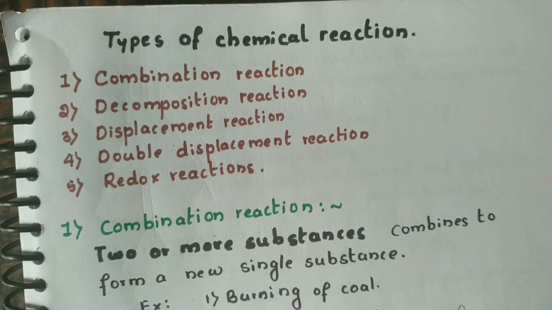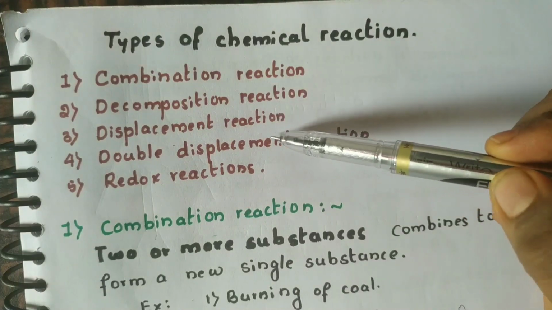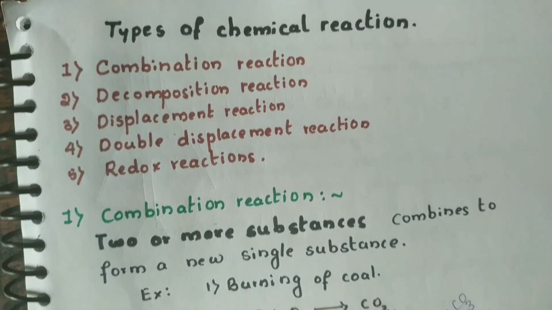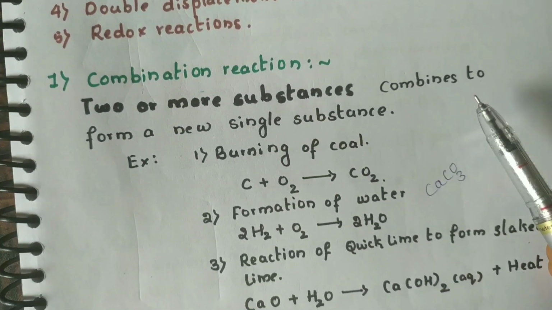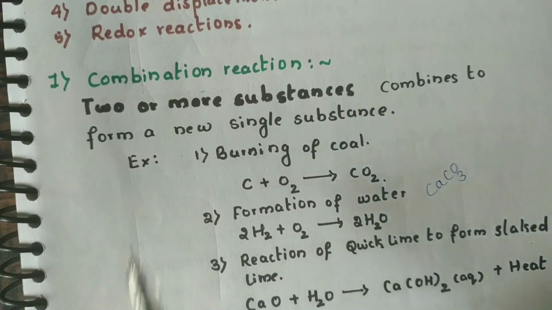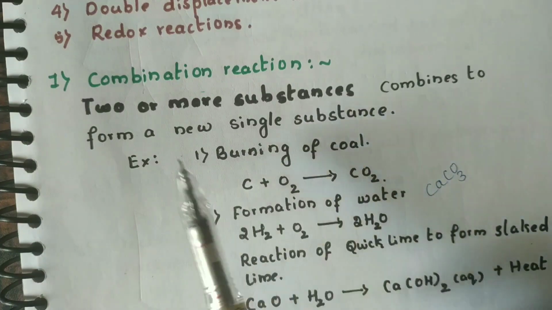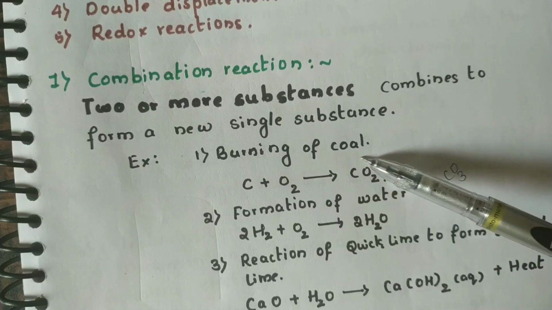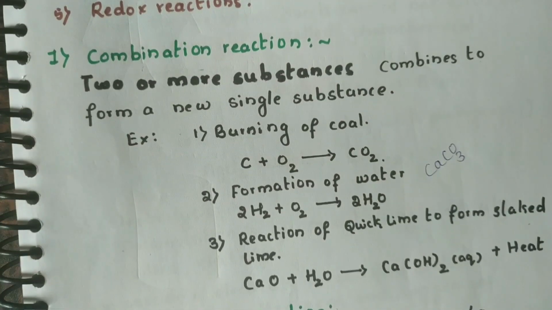So there are 5 types of chemical reactions: combination, decomposition, displacement, double displacement and redox reactions. What is combination reaction? 2 or more substances combine to form a new single substance is called combination reaction. 2 or more substances, that means reactants can be more than 2, but the product should be only one in case of combination reaction. Let us see few example for this.